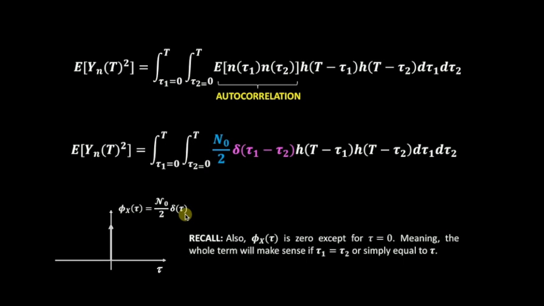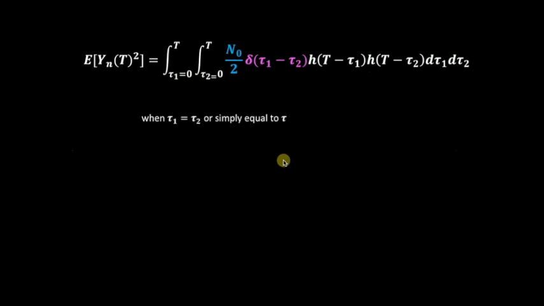So recall that the autocorrelation function is simply 0, except when tau is equal to 0. So you will only have a value when tau is equal to 0. Meaning to say, the whole term will make sense if we make tau 1 equivalent to tau 2. So when tau 1 is equal to tau 2, we all know that this difference will be equivalent to 0.